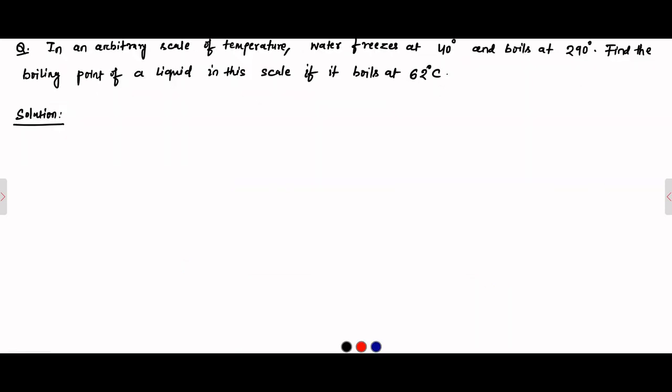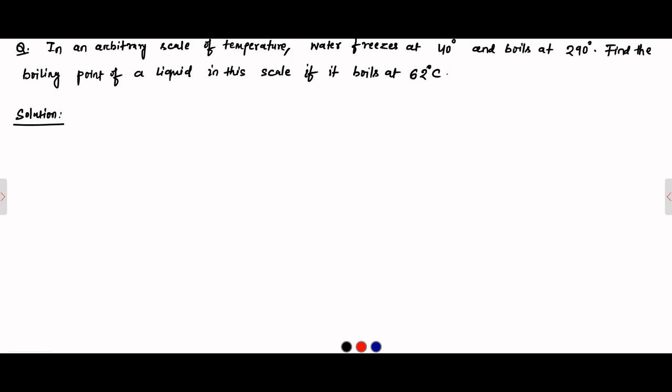So here is another question on temperature scale and temperature measurement. It is given that in an arbitrary scale of temperature, water freezes at 40 degree and boils at 290 degree. Find the boiling point of a liquid in this arbitrary scale if it boils at 62 degrees Celsius.